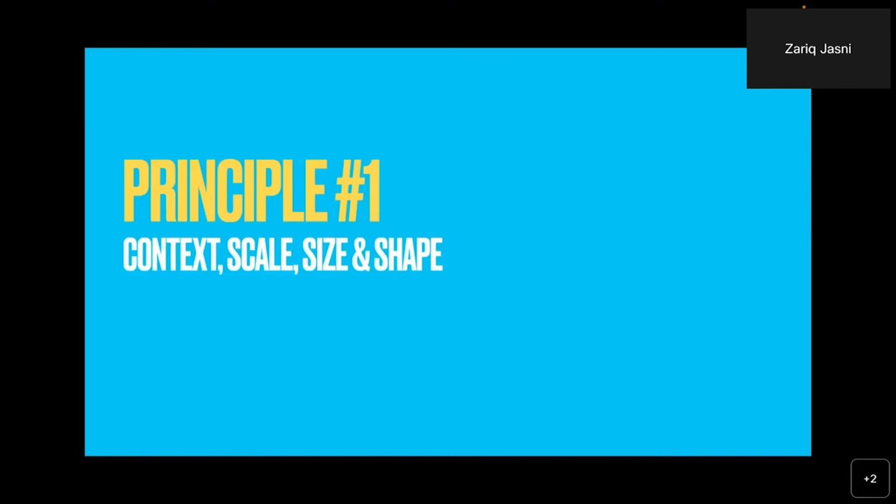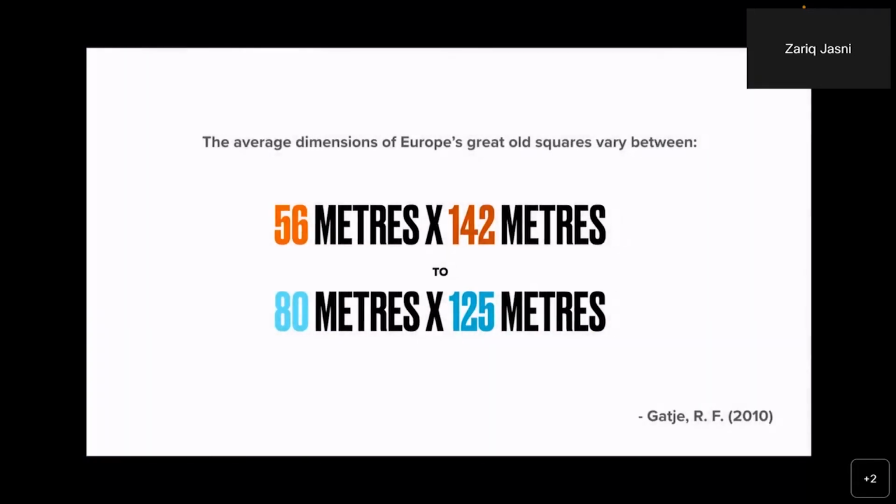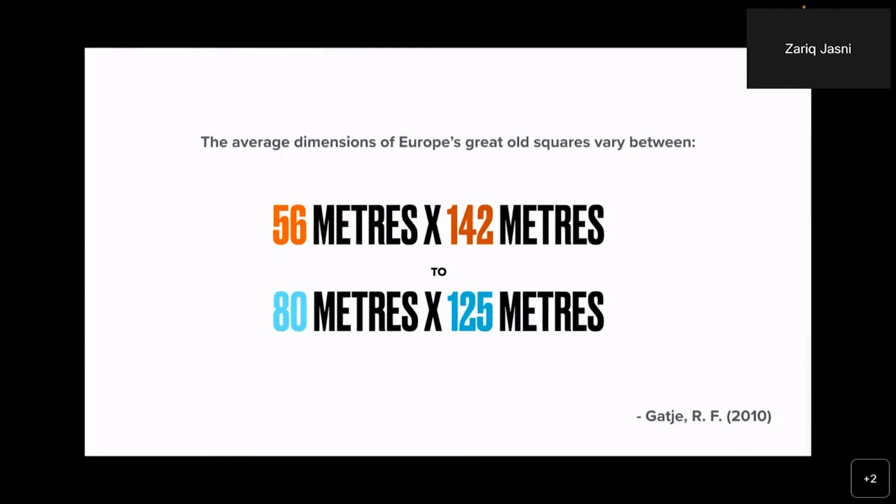Now we're going to talk about the elements and principles of a great public square. Principle number 1 is the context, the scale, the size, and the shape. According to Gatje, the average dimensions of Europe's great old squares vary between 56 meters by 142 meters to 80 meters by 125 meters. These figures are important because they could be applied to the design of a square, as these are the maximum distances applicable in order to see and engage in events that are happening inside the square.